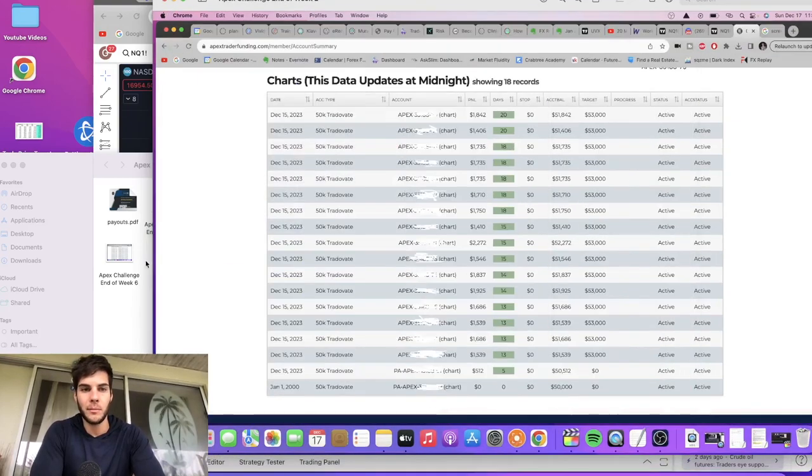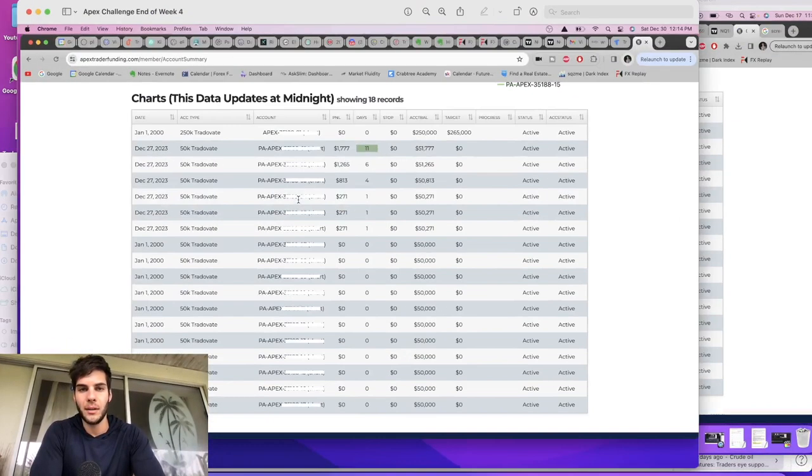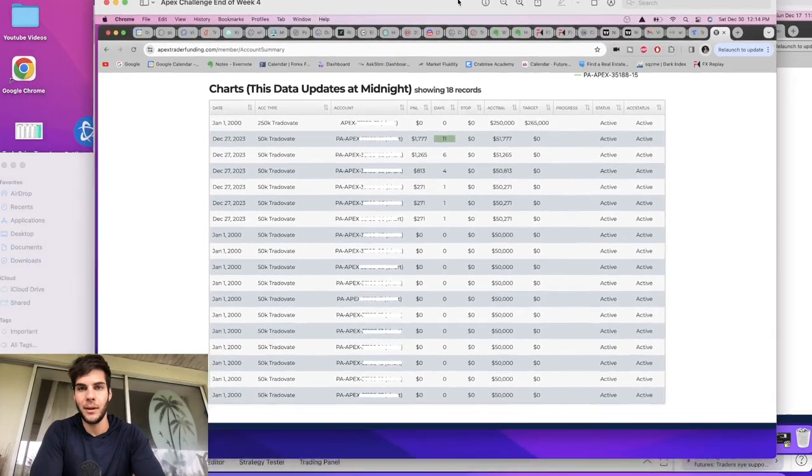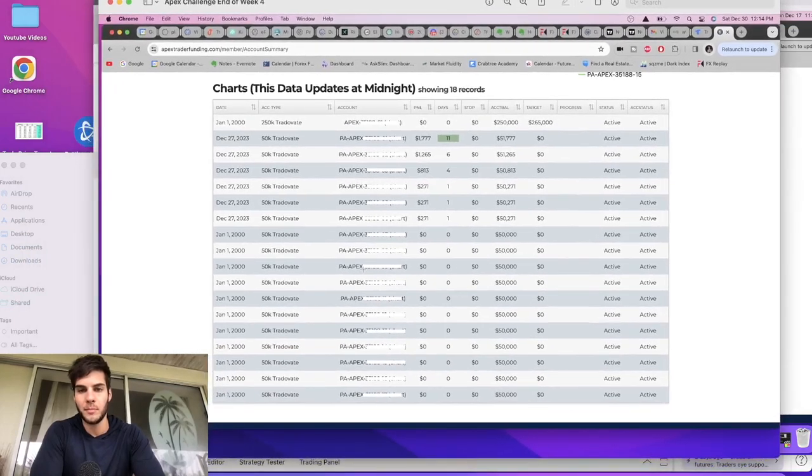And then that's when we move on to the end of week four, where we had all of the accounts as PA accounts, and that was December 27th. As you can see the date, December 27th, every account was a PA account. We blew one of the 50K accounts, and then I bought a 250K account. So 18 accounts still. So we have 17 50K PA accounts, one challenge, that's a 250K. The balances are all 50,000 or a little more with some profits, but most of them are at 50,000.